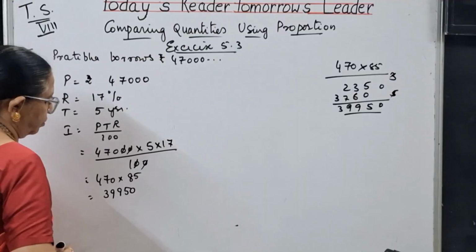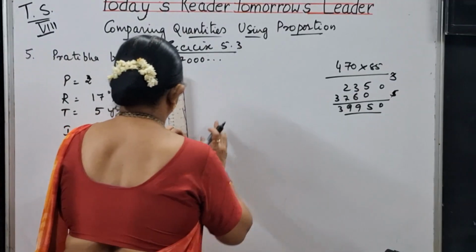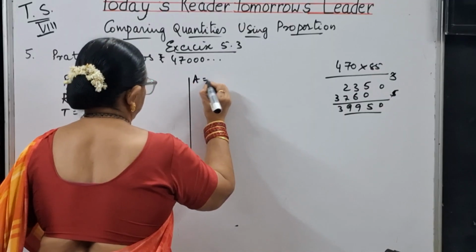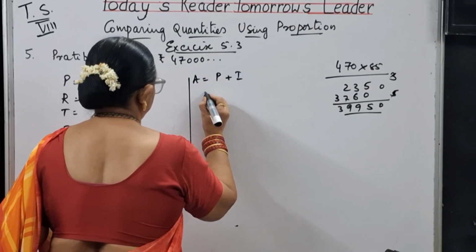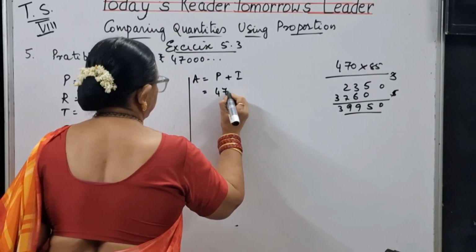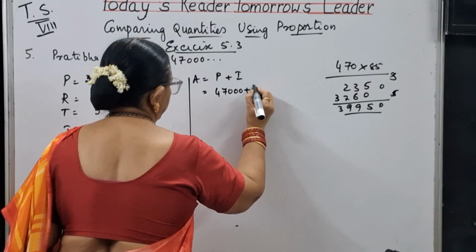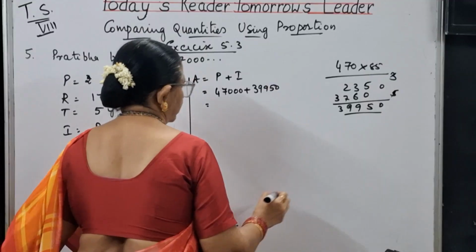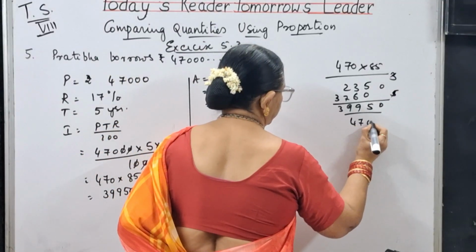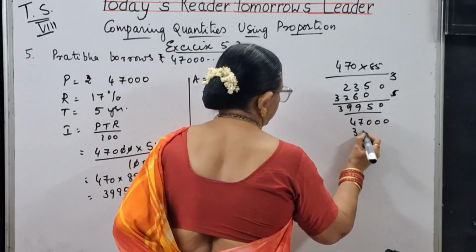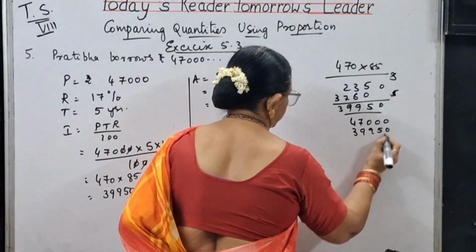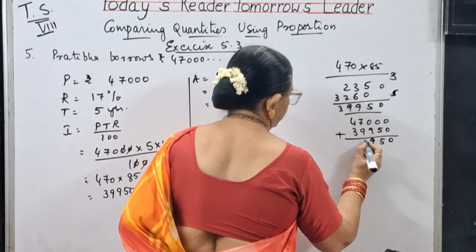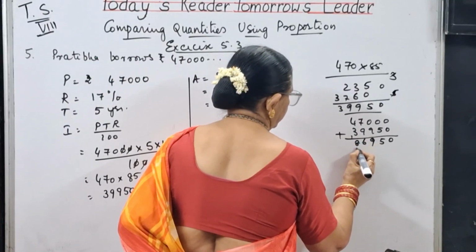950 is interest. Now we want to find out what is the amount. A is equal to P plus I. So what is P? 47,000 plus I is 39950. So let us see. 47, 1, 2, 3 zeros, 39950. Add it. Plus 0, 5, 9, 16 and 8.